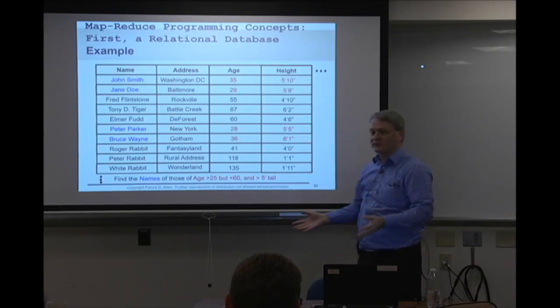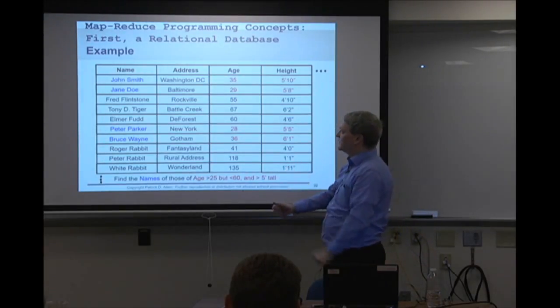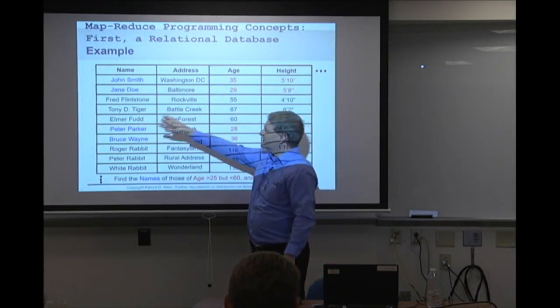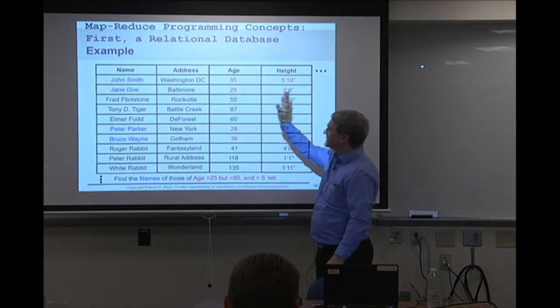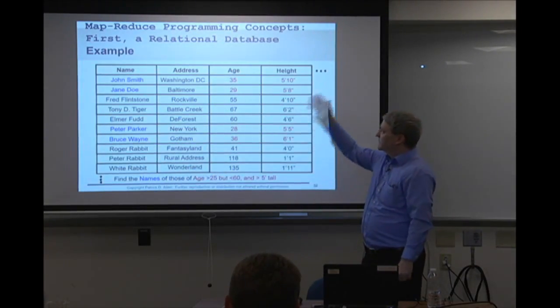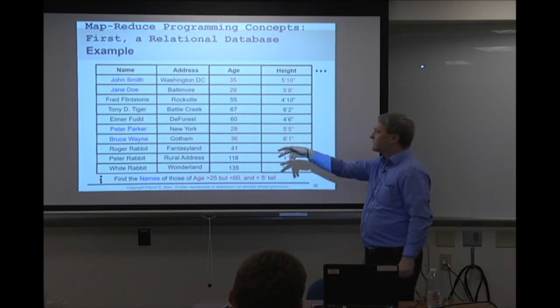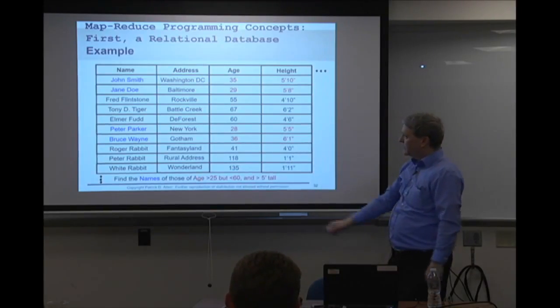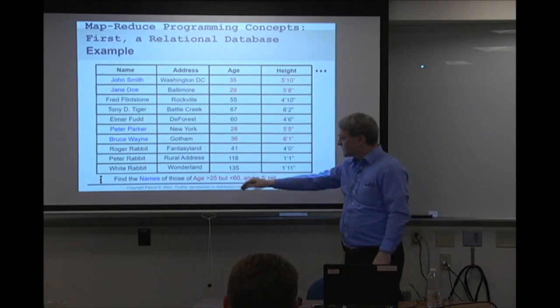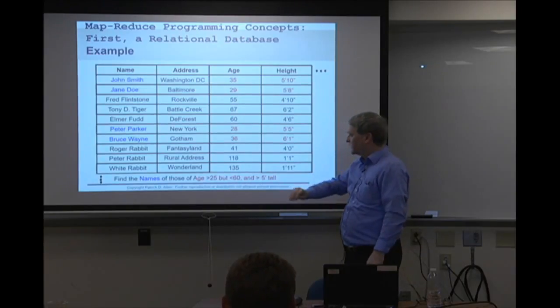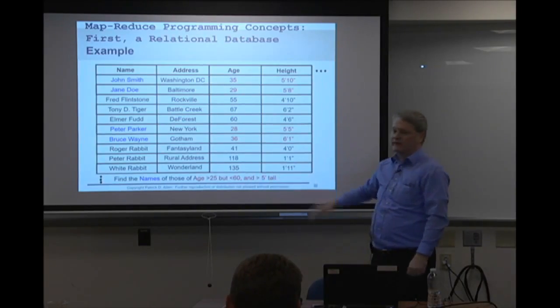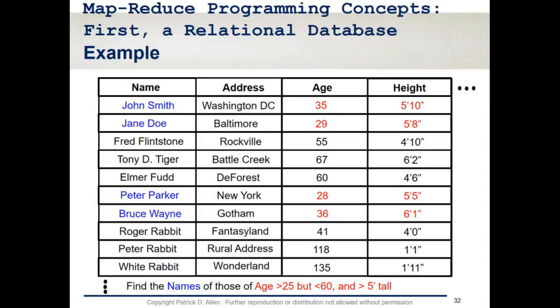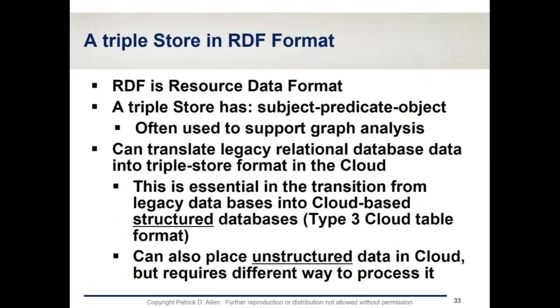As you can tell, this is completely guaranteed realistic data. Fred Flintstone, Tony the Tiger, et cetera, et cetera. You've got a column for the name, a column for the address, a column for the age, a column for the height, and you're going to do a query: find the names of those more than 25 years old but under 60 and more than 5 feet tall. Okay, and so that's what you get, the ones in blue. Right? So that's a relational database, rows and columns.